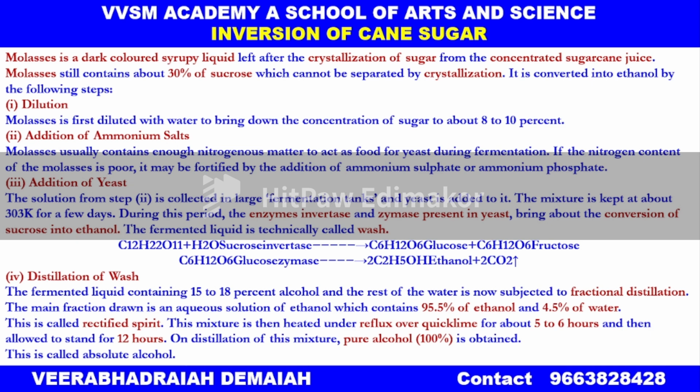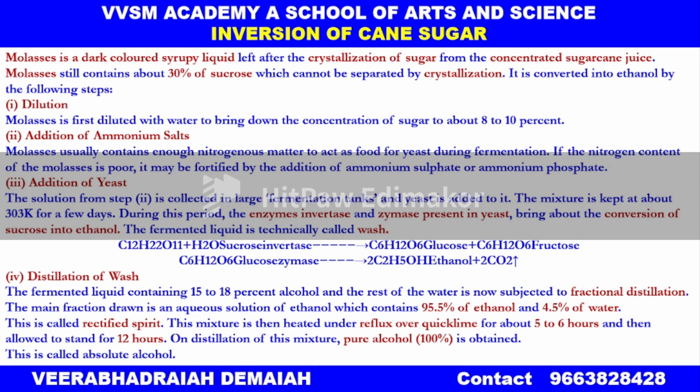This is the alcohol industry. Molasses is a dark colored syrupy liquid left over after the crystallization of sugar from the concentrated sugarcane juice. It has about 30% sucrose, which cannot be separated by crystallization. It is converted into ethanol by the following steps. Dilution: first, molasses is diluted with water to bring down the concentration of sugar to about 8 to 10%.